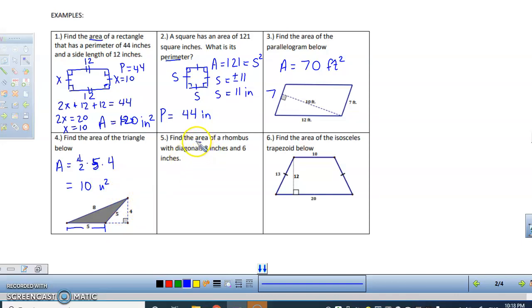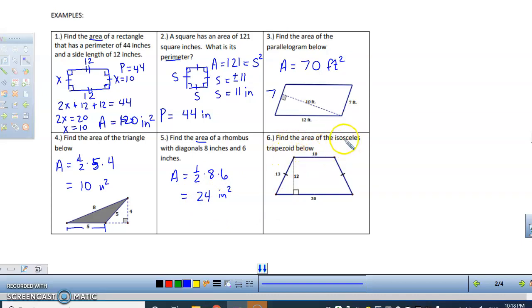Next one, so I'm doing the area of a rhombus. They're given the diagonals. Honestly, don't even need a picture because that's just doing the formula. Again, you only apply the 1/2 one time, so 4 times 6, which is 24, and that would be inches squared.